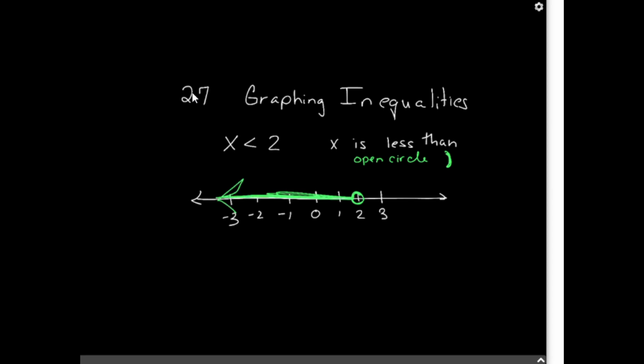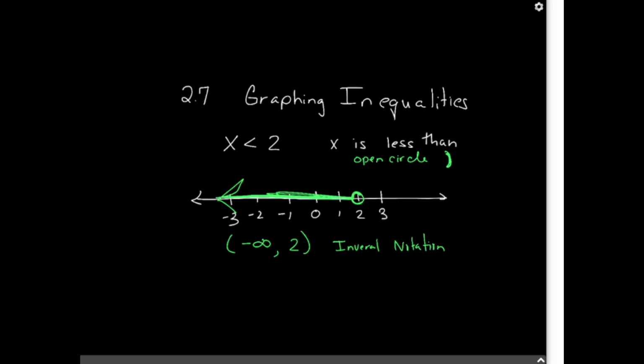Now, we're going to do this a little bit later to write the answer in interval notation. And interval notation means that this is going on forever towards negative infinity. So you would write that from negative infinity all the way to 2 with an open parenthesis. And this is called interval notation.